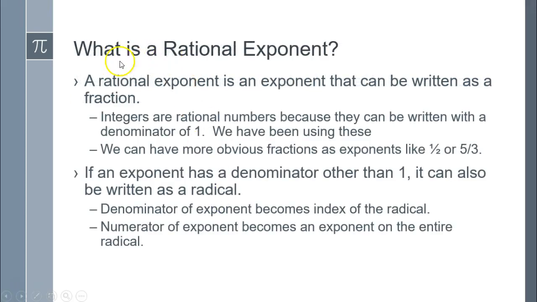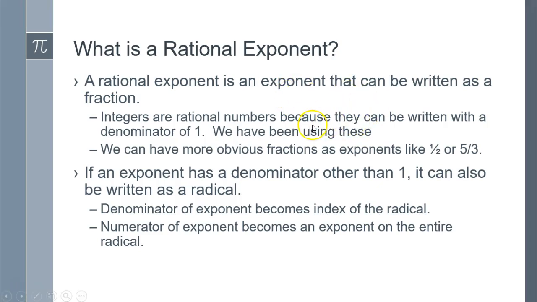So what do we mean by a rational exponent? Well, in math, rational has the root word ratio, which really means a fraction in practical experience. So basically exponents that are fractions. And integers are actually rational numbers, so you've already been doing rational exponents, only they've always been in the form of an integer. A rational number is any number that can be written as a fraction.